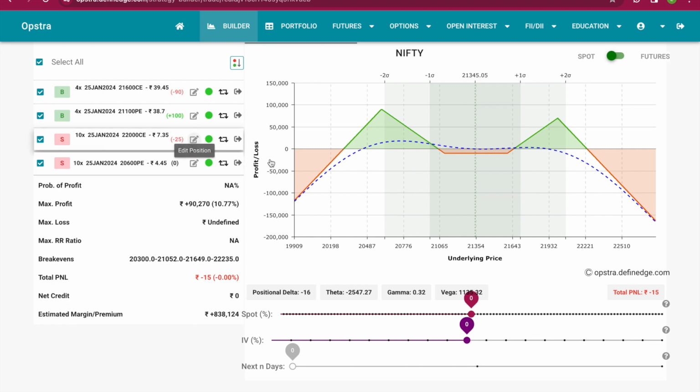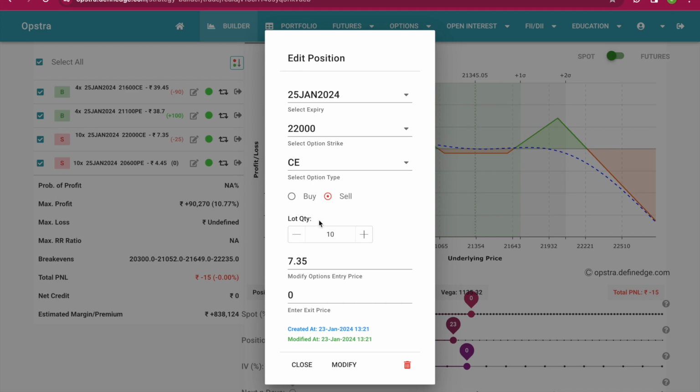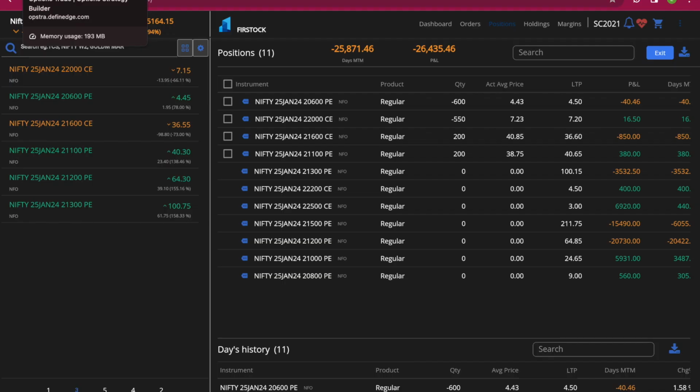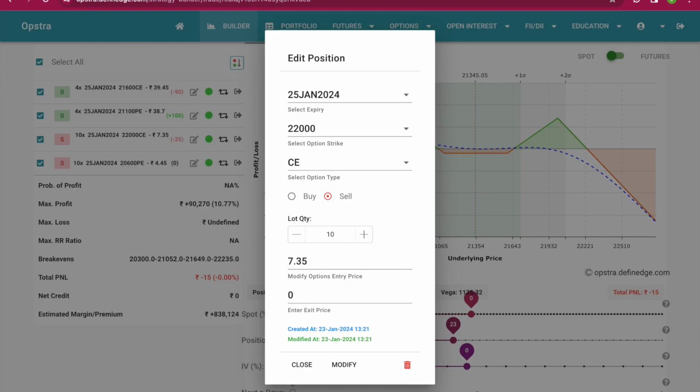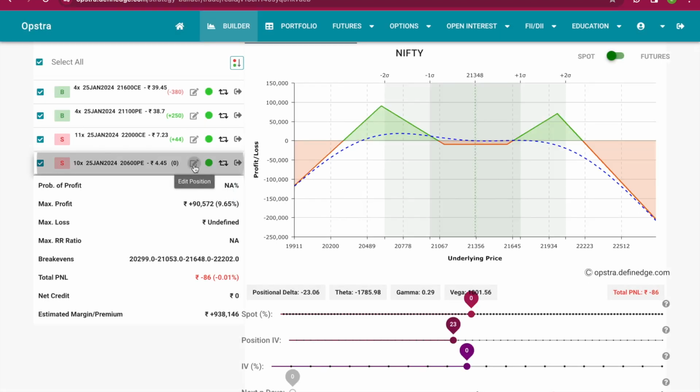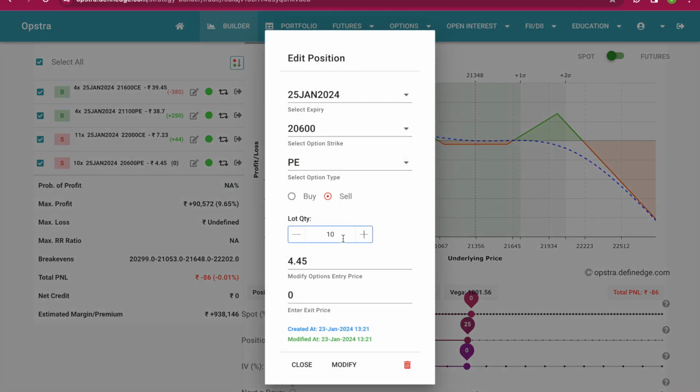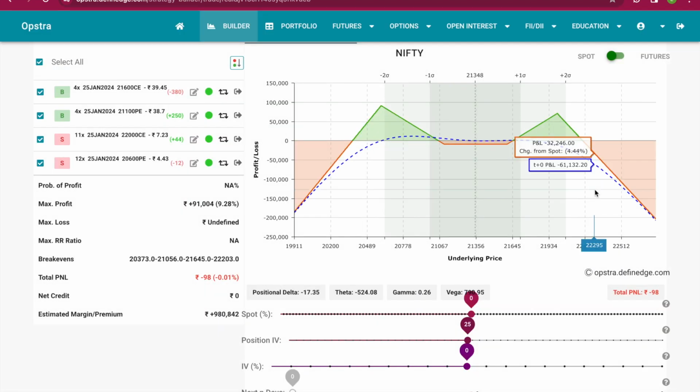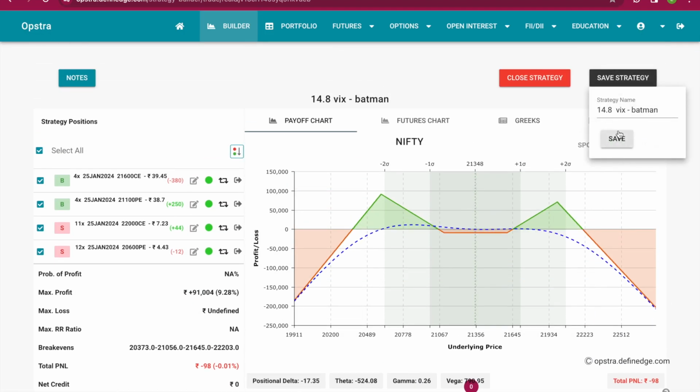So 7.23, I'm trying to edit this position at 7.23 here, which is 11 lots. Modify, and at 4.43 we have 12 lots. So that's our final strategy, and here we save it.